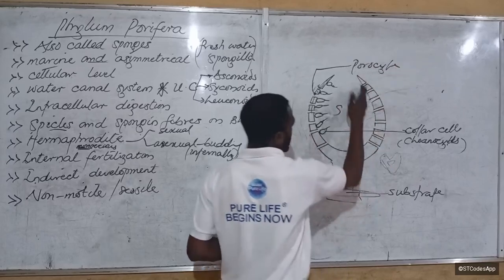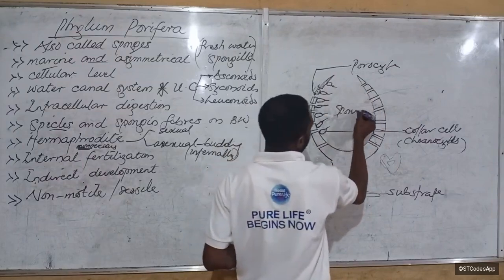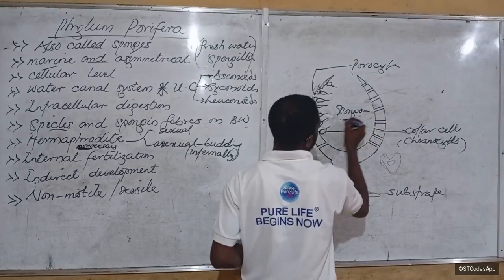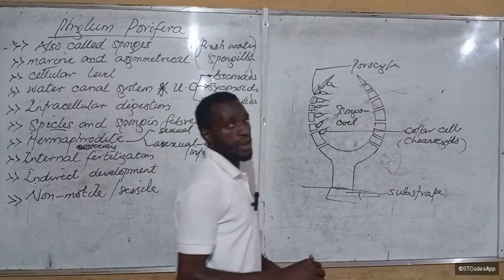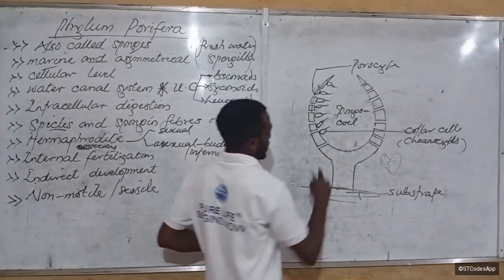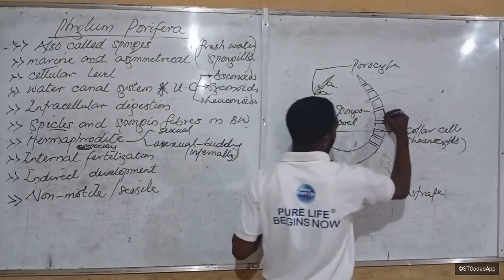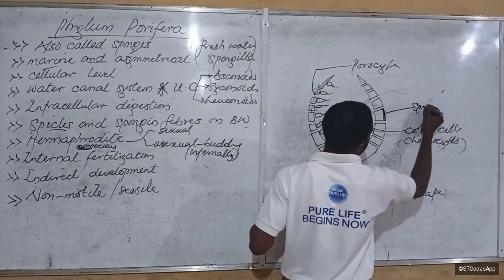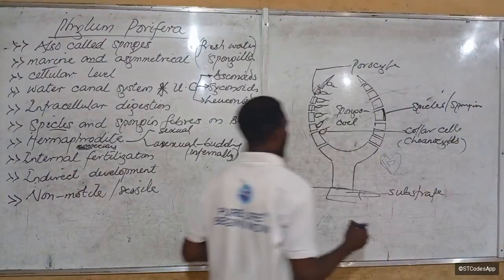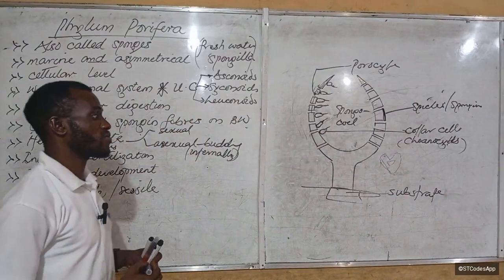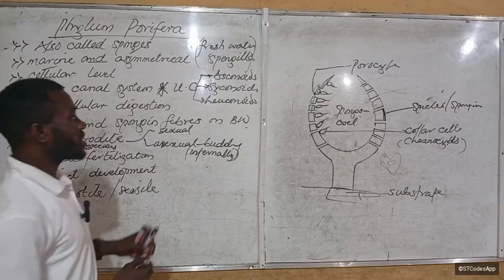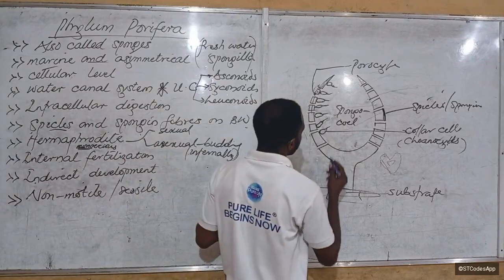And here there is a cavity known as the spongiocoel, or paragastric cavity. These walls are lined by spicules and spongin fibers. So this is the typical structure of an asconoid, and the water canal system is now this.